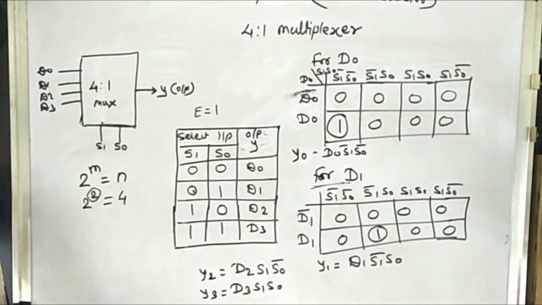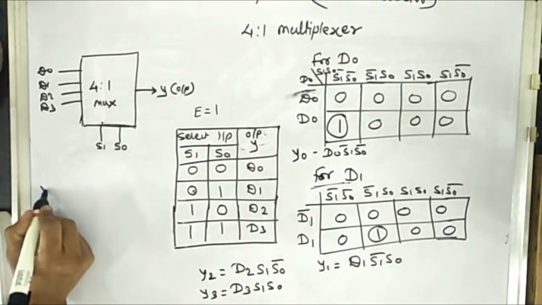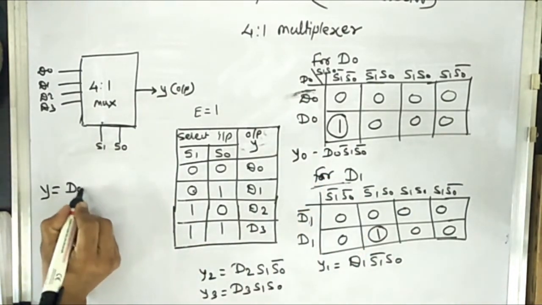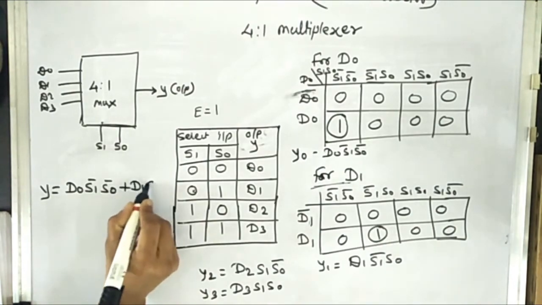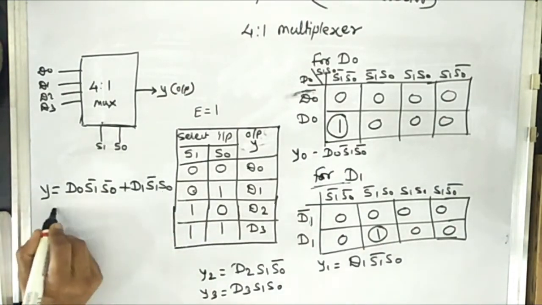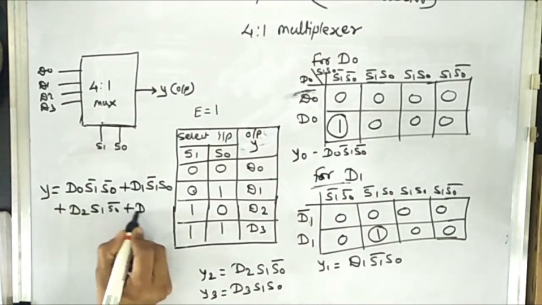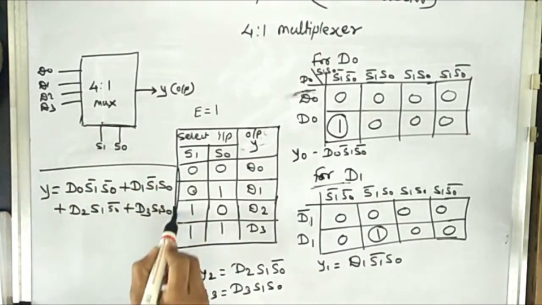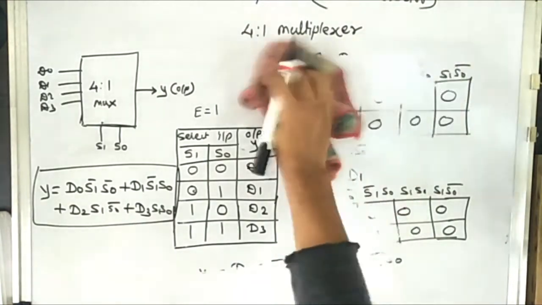So in this way we can get the output equation Y, that is, starting from D0 S1 bar S0 bar plus D1 S1 bar S0 plus D2 S1 S0 bar plus D3 S1 S0. So this is the required equation for the 4:1 multiplexer. So we can draw the diagram for this.